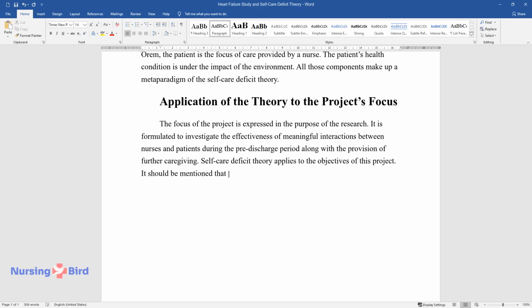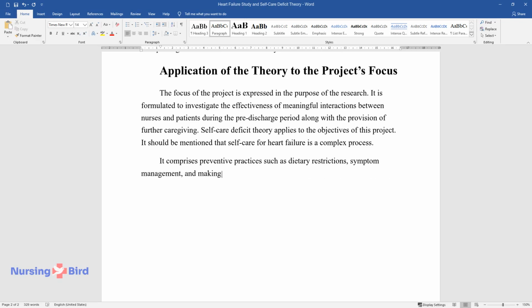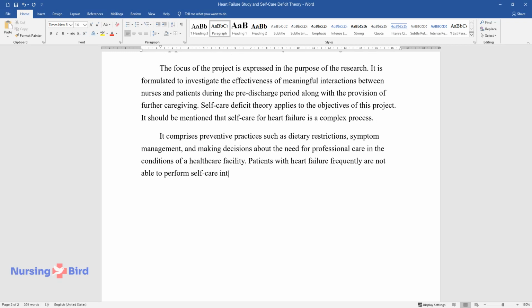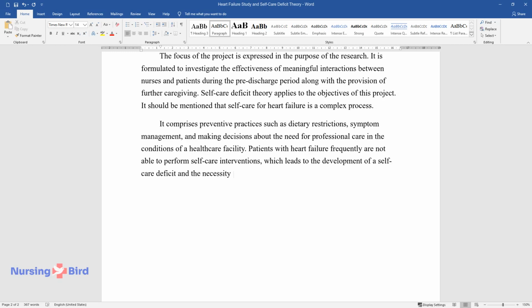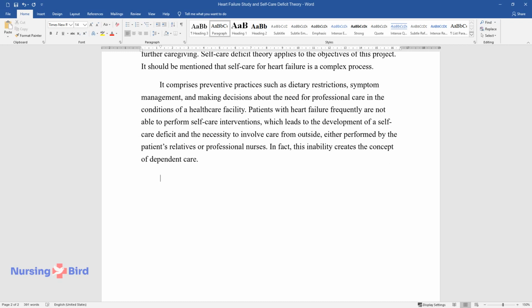It should be mentioned that self-care for heart failure is a complex process. It comprises preventive practices such as dietary restrictions, symptom management, and making decisions about the need for professional care in the conditions of a healthcare facility. Patients with heart failure frequently are not able to perform self-care interventions, which leads to the development of a self-care deficit and the necessity to involve care from outside, either performed by the patient's relatives or professional nurses. In fact, this inability creates the concept of dependent care.